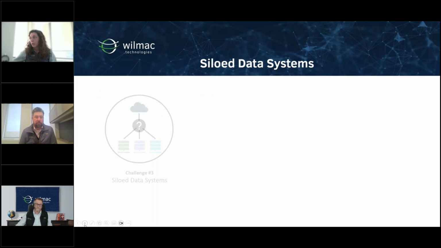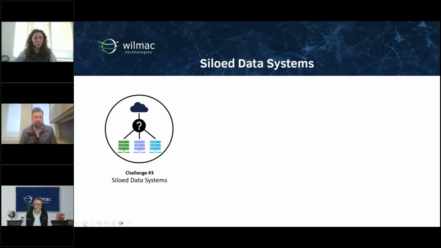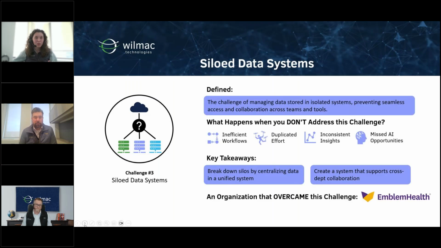And something you'll notice is that we're almost touching on every challenge within each challenge because they're all so closely knit. So this challenge is siloed data systems. Ben mentioned it in challenge 1. That could mean siloed platforms. That could mean siloed interaction types. So Ben, I'll let you take over this one to start.